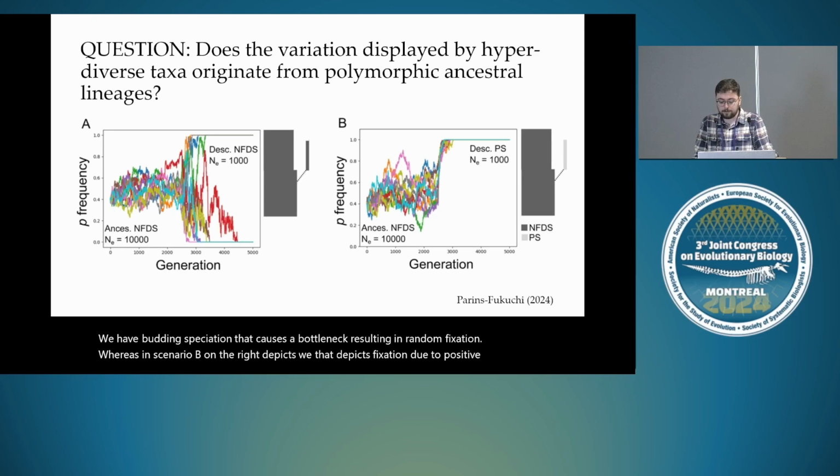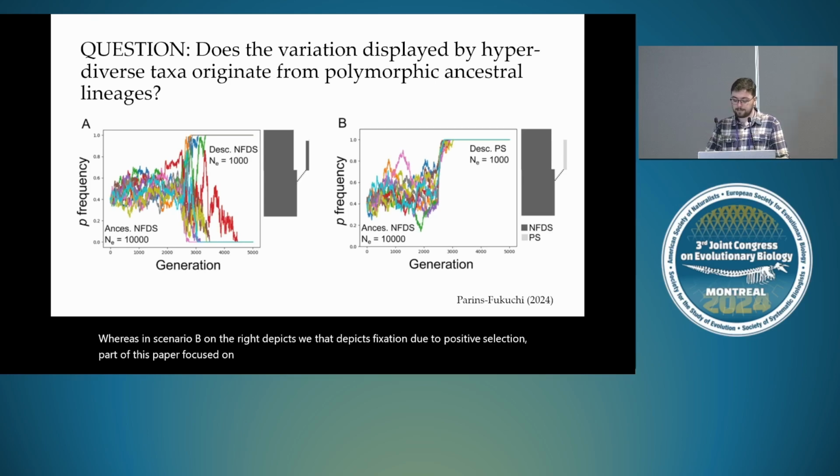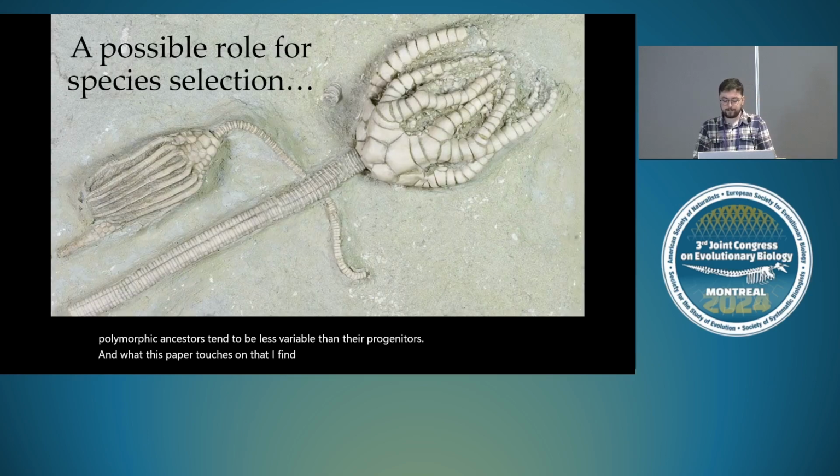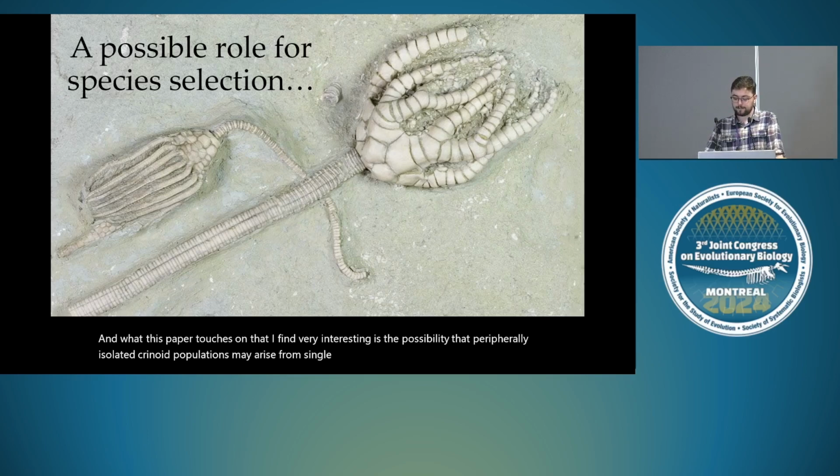Part of this paper focused on crinoids, and it found that descendant lineages of long-lived, highly polymorphic ancestors tend to be less variable than their progenitors. And what this paper touches on that I find very interesting is the possibility that peripherally isolated crinoid populations may arise from single polymorphic long-lived ancestors.